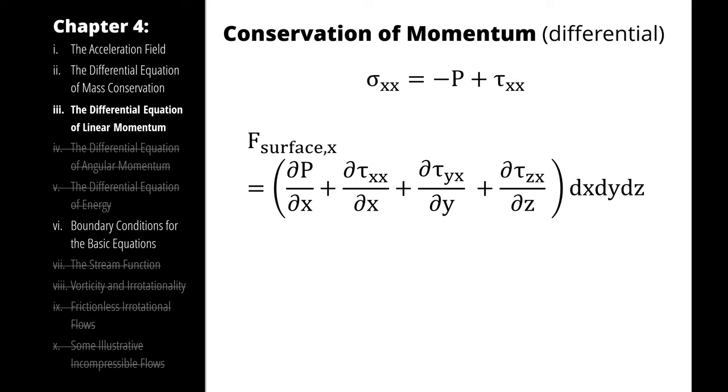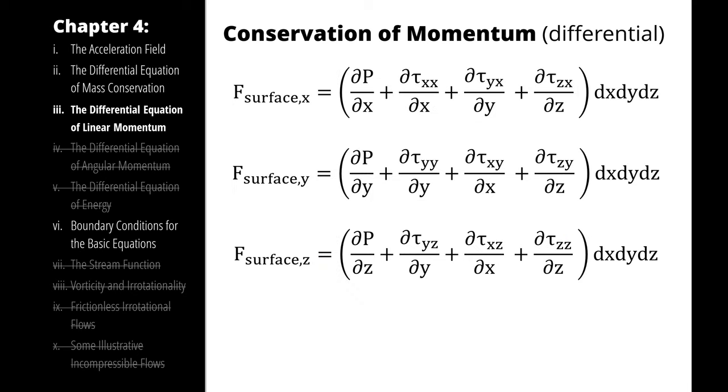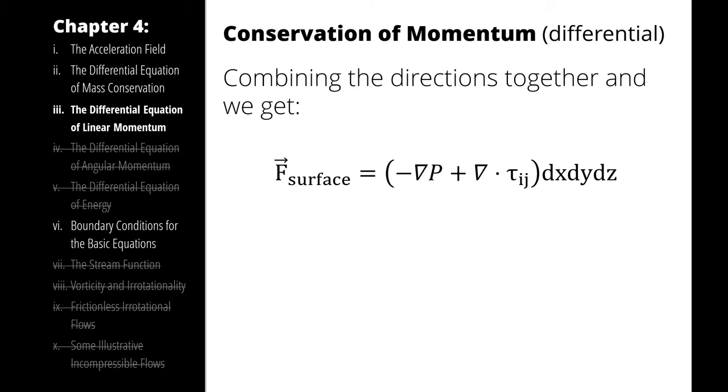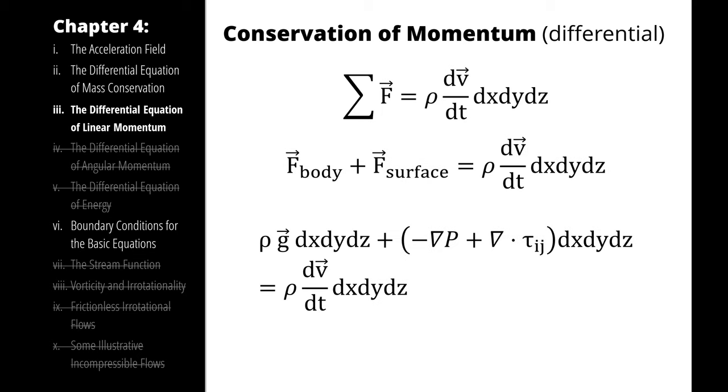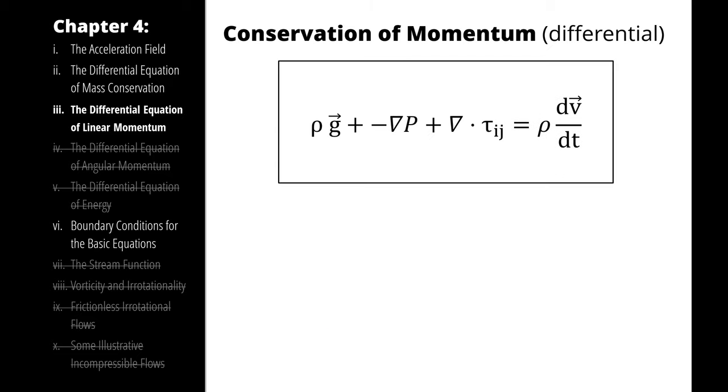And I can write the forces acting on the surface in the x direction as the sum of the rate of change of pressure with respect to x plus the viscous stress in the xx direction with respect to x plus the viscous stress in the yx direction with respect to y plus the viscous stress in the zx direction with respect to z times the volume of the cell. If I do that for the other two directions as well, I end up with these terms. For convenience, I can express them as gradients, at which point, when substituting back into our conservation of momentum equation, I have a much more manageable equation. It's even more manageable when I recognize that dx, dy, dz cancels from all four terms. That leaves me with this equation, which is my differential equation for the conservation of momentum.